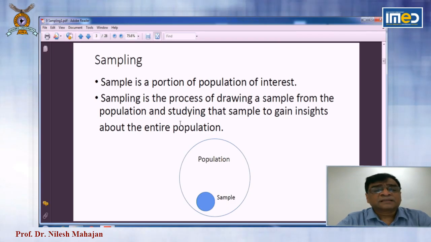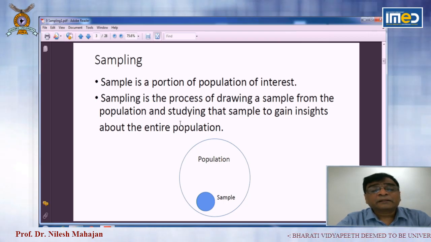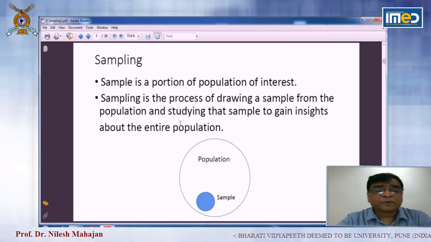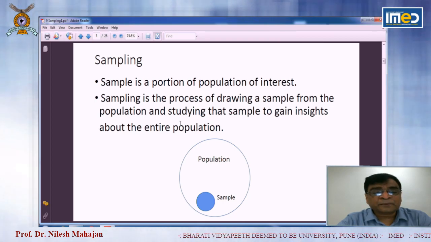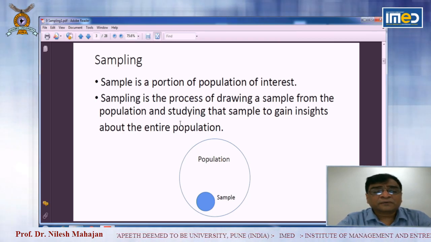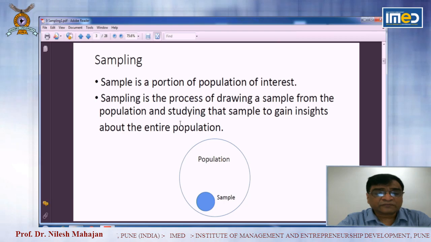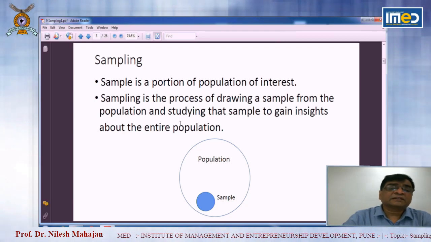Sampling is a portion of the population of interest, and sampling is the process of drawing a sample from the population and studying that sample to gain insight about the entire population. It means in the diagram, it shows that there is a population and one is a sample. We are not studying the full population, we are taking a sample, and according to the sample we refer to the population and take a decision.